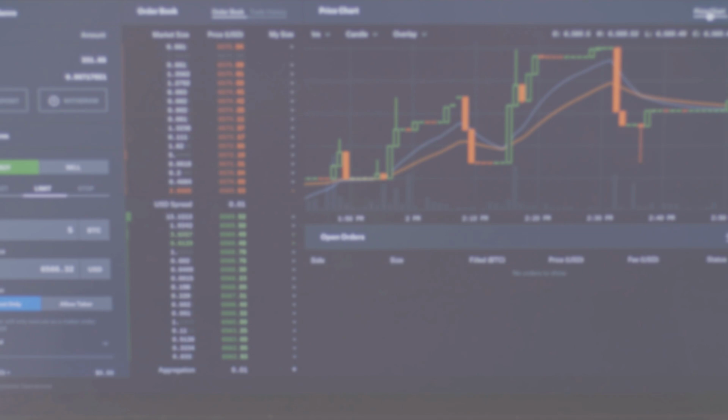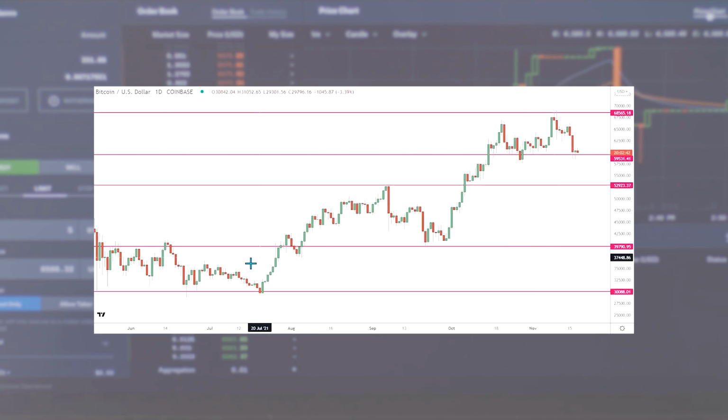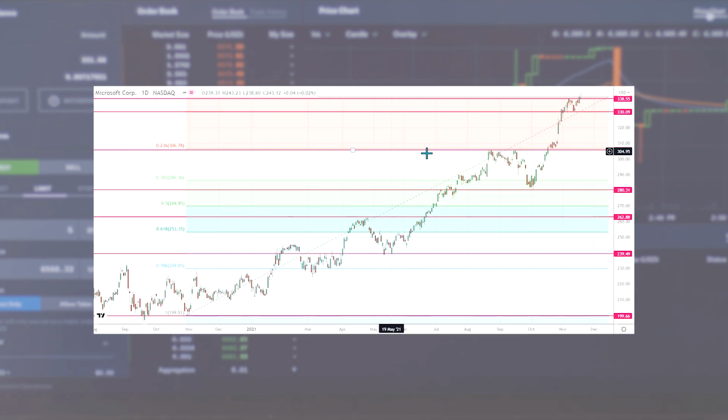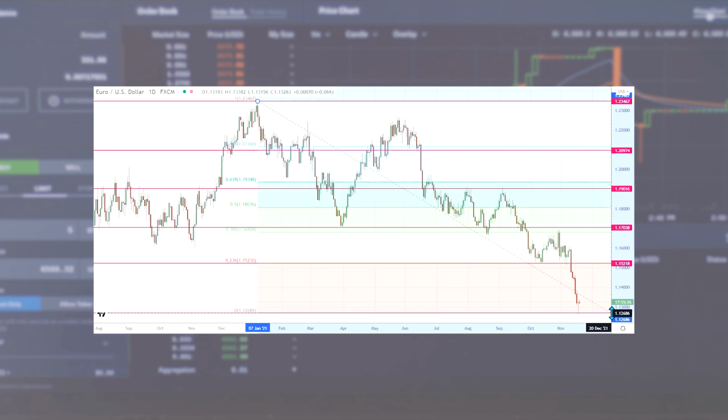Before I share more information about Fibonacci retracements, please stick around to the end of the video as I will randomly pick several charts, analyze them using Fibonacci retracements for you, and tell you what the key support and resistance price levels are.